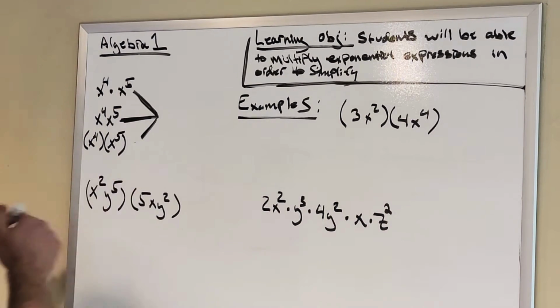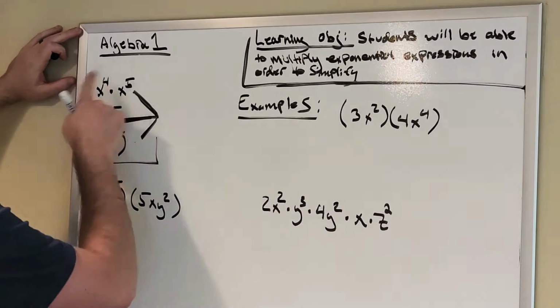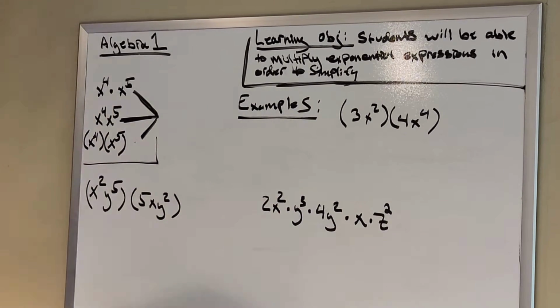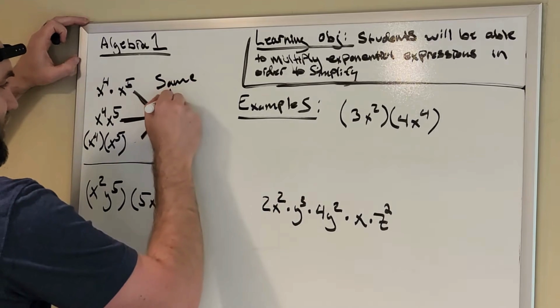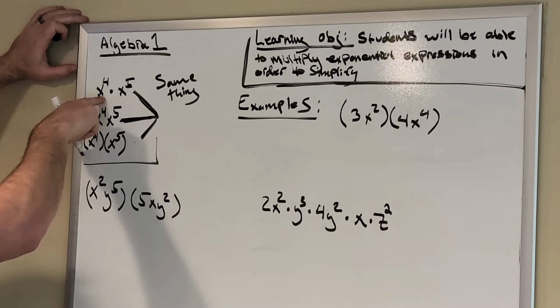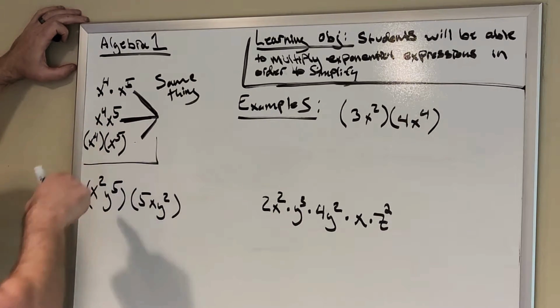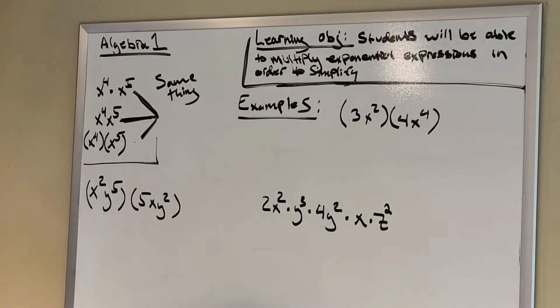Let's start over here. Before we get to the examples, let's take a look at this right here. All of these are 3 different ways of saying the exact same thing. Meaning, this is x to the 4th times x to the 5th. This says x to the 4th times x to the 5th. And this also says x to the 4th times x to the 5th. We're just using different ways of expressing that.